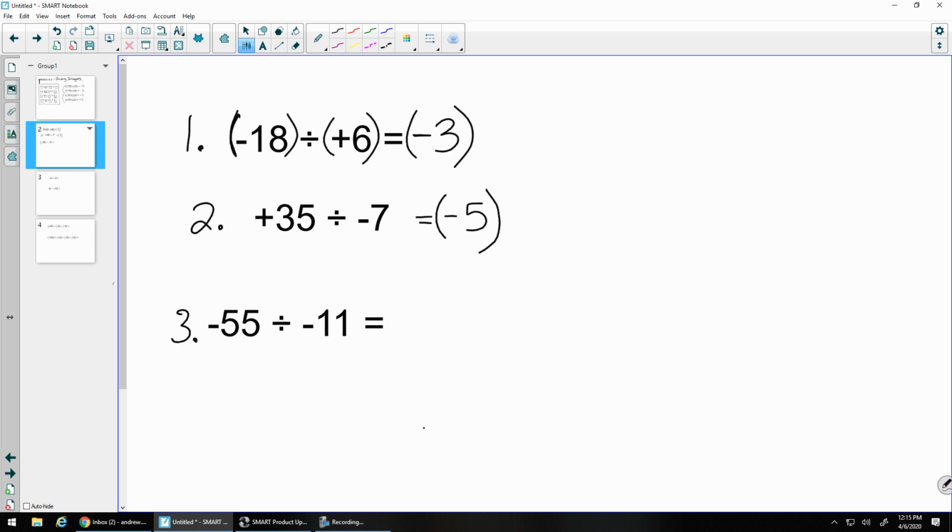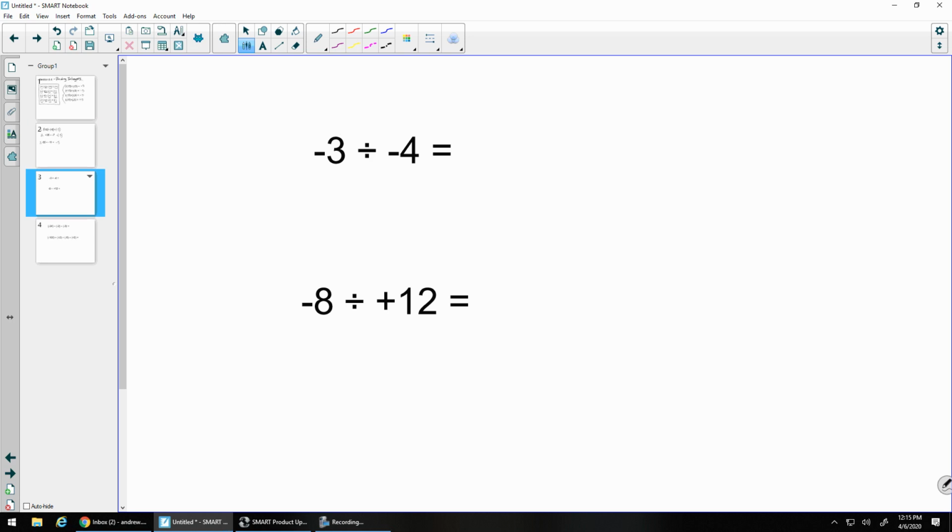55 divided by 11 is 5. It's a negative and a negative, so the answer is positive. Okay. Really simple rules. Division has the exact same rules as multiplication. So hopefully it doesn't get too complicated.